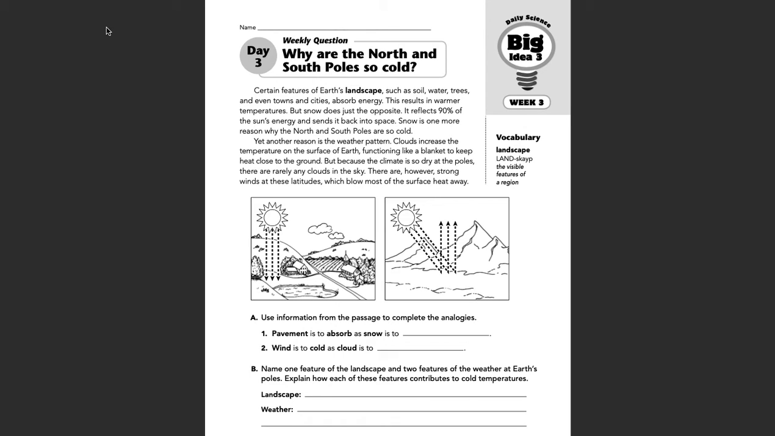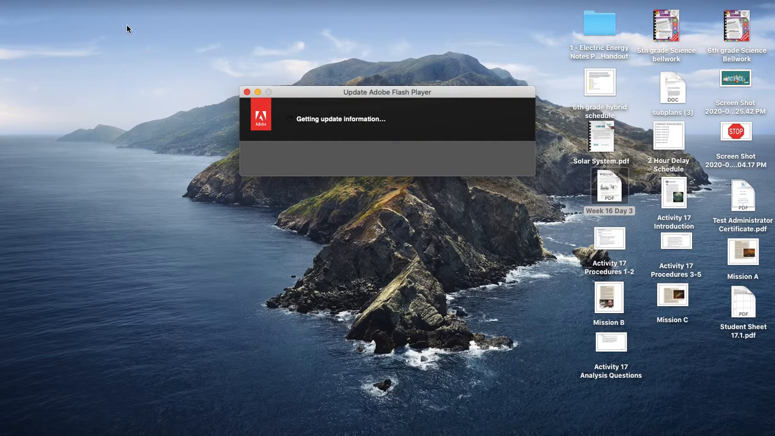Today we get into reading and discussing how certain features of Earth's landscape, regardless of what that may be, have an effect on the amount of sunlight that is absorbed and how that can affect certain locations' temperatures. Couple paragraphs to read through there. I'll read through the passage as you guys follow along, and then we'll move on to respond to parts A and B.